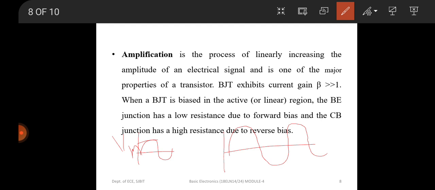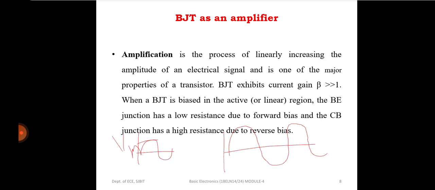Now a BJT also exhibits a current gain, beta, greater than 1. When a BJT is biased in the active region, the base emitter junction has a low resistance due to forward bias, and the collector base junction has a high resistance due to reverse bias. Wherever we find low resistance, there is a flow of current. So whenever we forward bias the emitter base junction, there is a flow of current across it, and for the collector base junction, since there is a high resistance due to the reverse bias condition, there will be no flow of current.